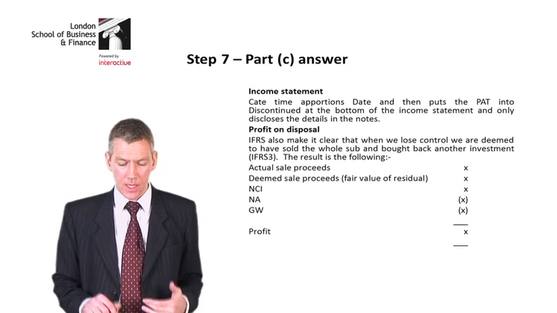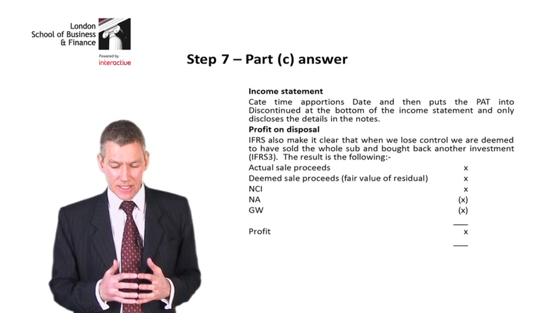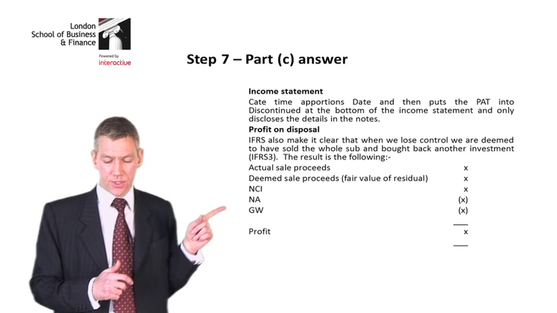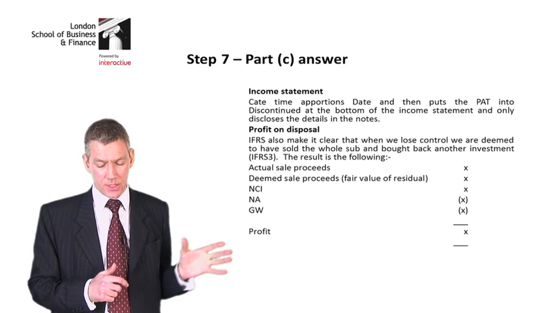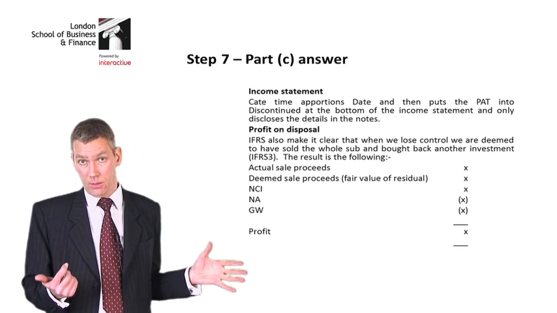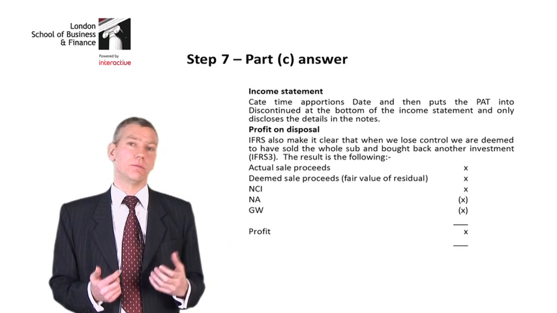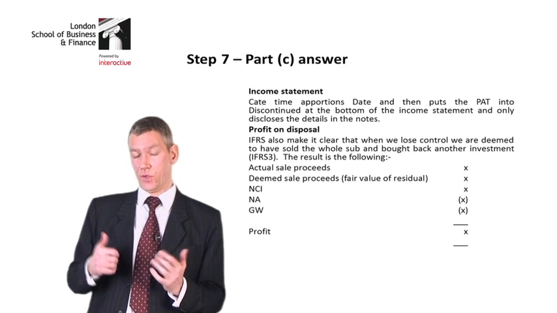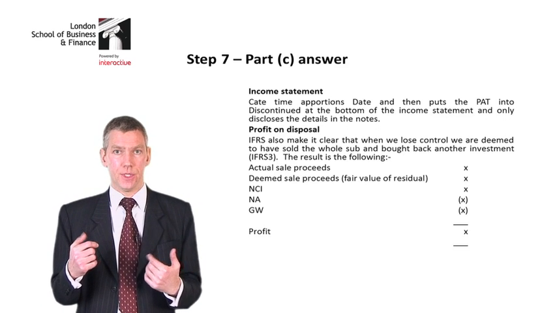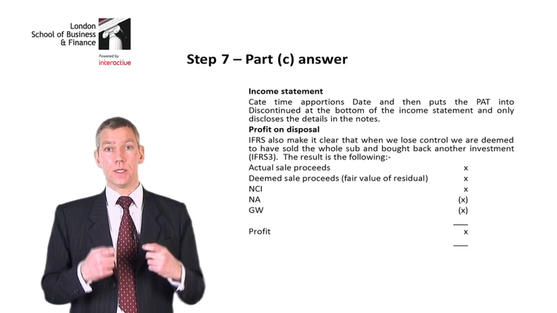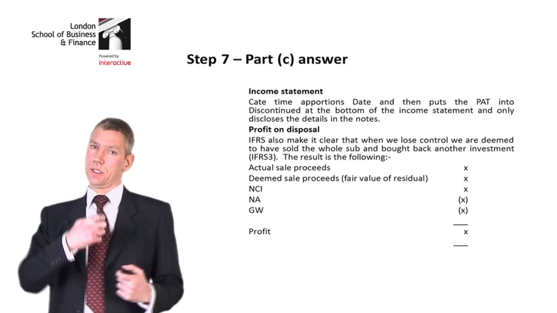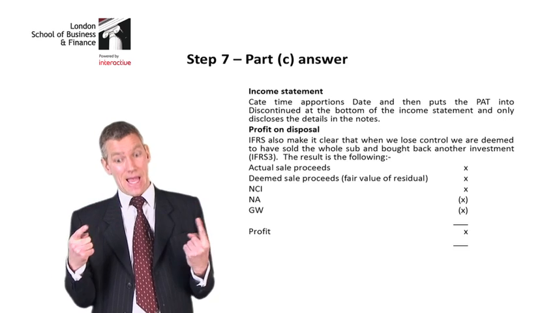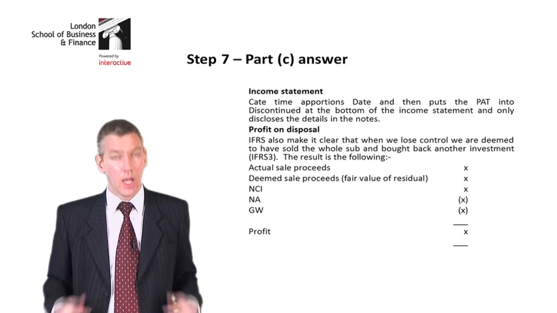Income statement. Kate time apportions Date and then puts the profit after tax into discontinued at the bottom of the income statement and only discloses the details in the notes. So it's roughly 11.5 months of the year because the disposal happens just before the year end. So we time apportion the Date income statement, take the profit after tax and stick it in discontinued operations at the bottom of the income statement, and profit on disposal.